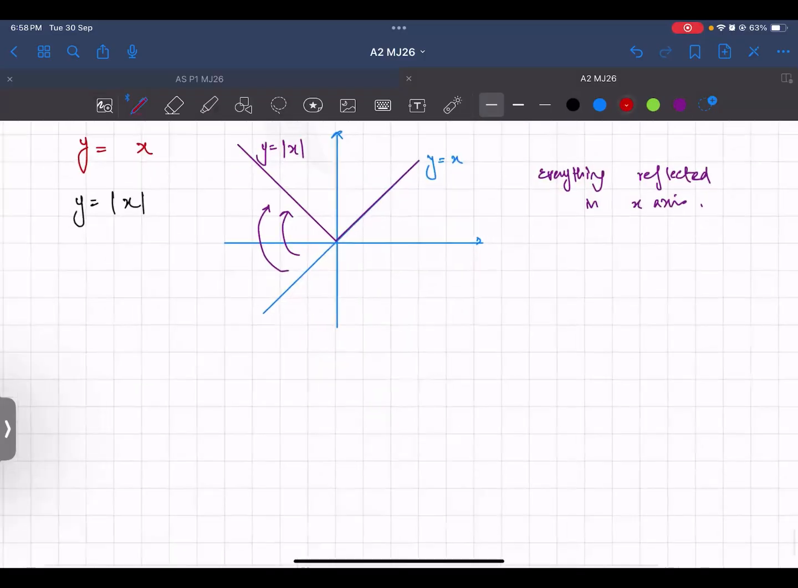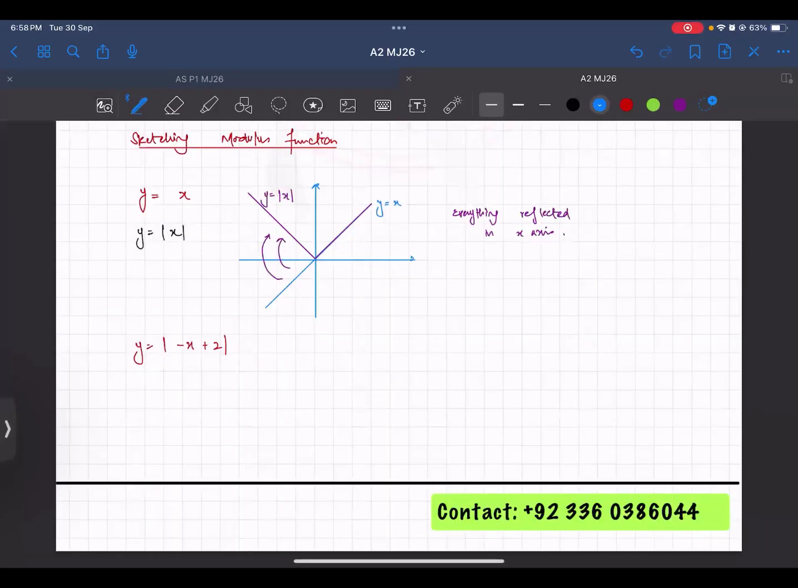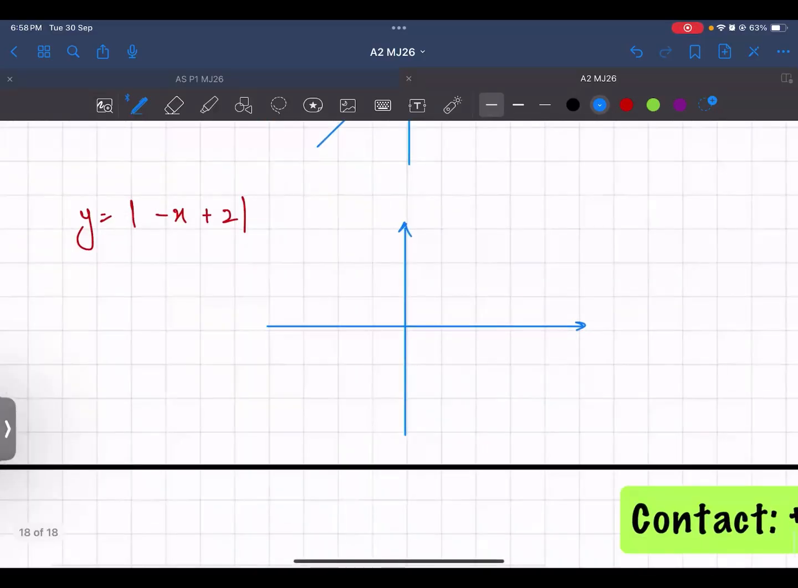For example, you have y is equal to modulus of minus x plus 2. So you will first of all forget about the modulus part. First, you sketch it the usual way. Find the x-intercept, find the y-intercept, just like the usual way. So y-intercept, forget about the modulus. Let's suppose it is minus x plus 2. So your y-intercept, easily you know it is the value of c, which is 2. So let's suppose this is your 2. Your graph is passing through this point.